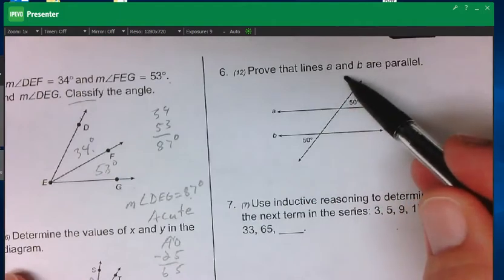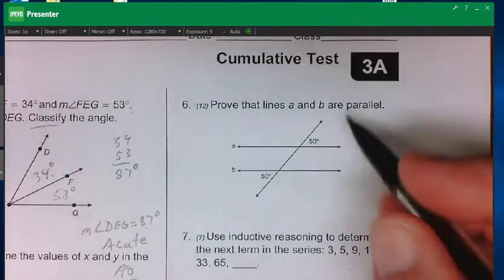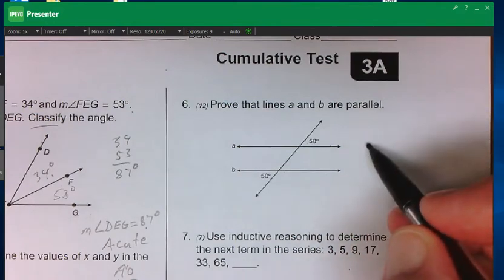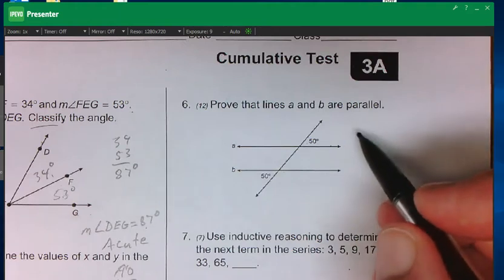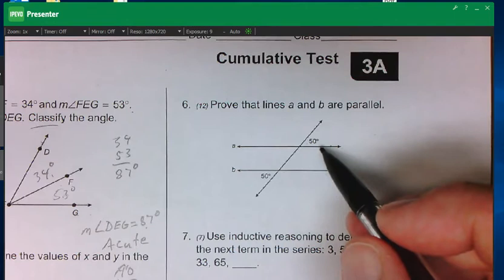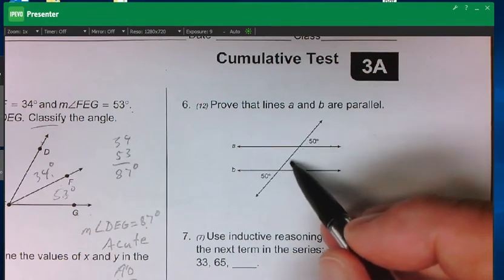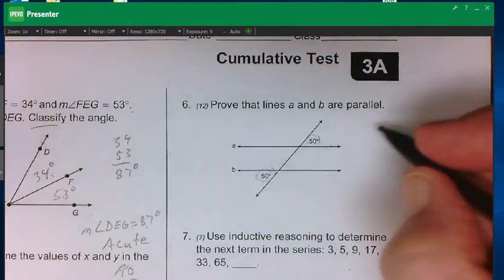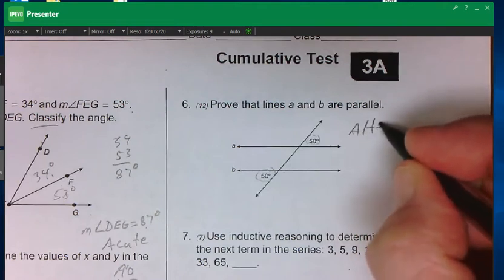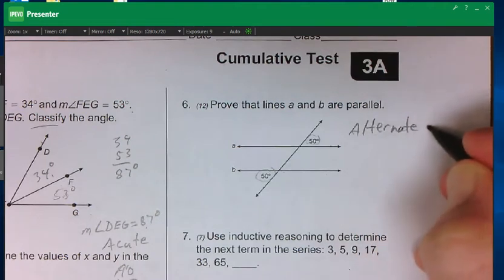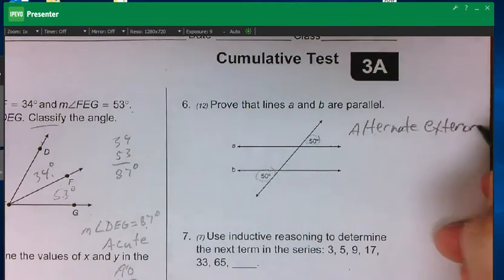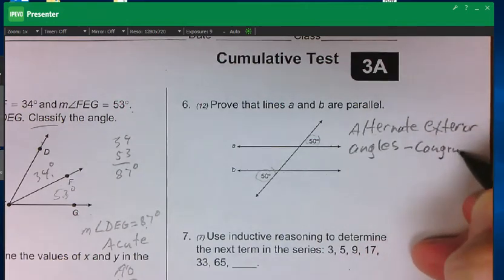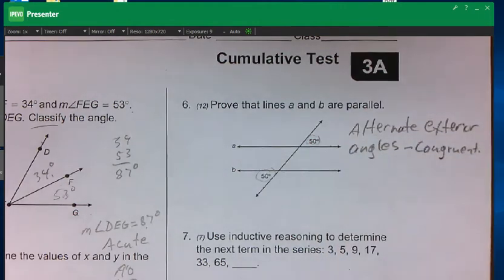They want you to prove the lines A and B are parallel. Well, these will be parallel if alternate interior angles are congruent, alternate exterior angles are congruent, corresponding angles are congruent, or you have supplementary same side interior angles. These are alternate exterior angles. So alternate exterior angles are congruent. That proves that these are parallel.